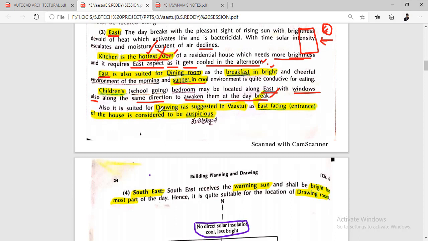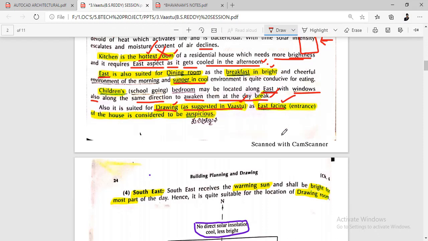And the drawing room also. As suggested in Vastu, east is good for a drawing room. And the east-facing entrance we call simhadwaram. Whenever you hear this, an east-facing entrance is like a simhadwaram. So we mostly prefer east-facing entrances.